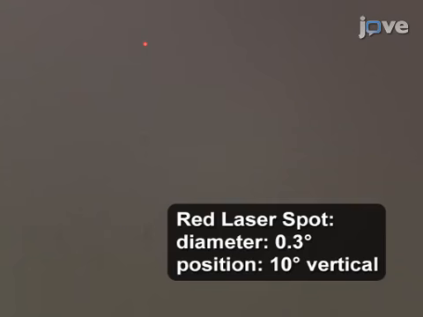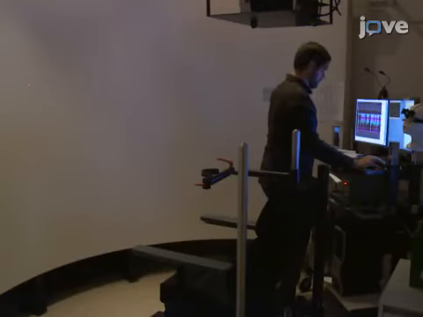Finally, in preparation for the second part of the experiment, check that a red laser spot, which will be used for the eye-tracking-based version of the D2 test, appears correctly on the screen.